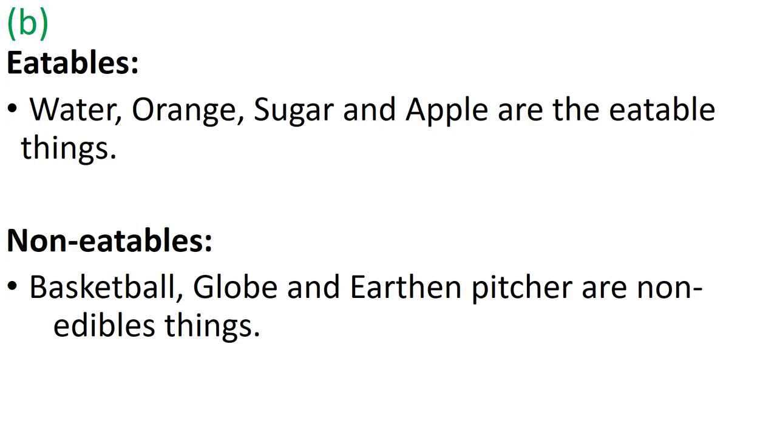Now check the B part. Eatables. Water, orange, sugar, and apple are the eatable things. Yes, these are the items which we consume. However, non-eatables: basketball, globe, and earthen pitcher are non-eatable things. We do not eat or consume these materials.